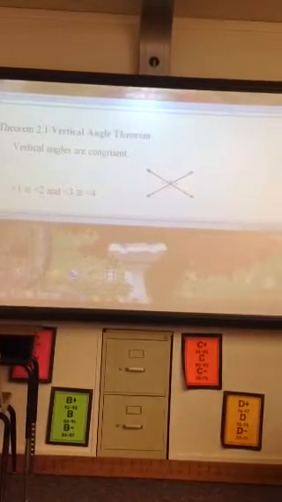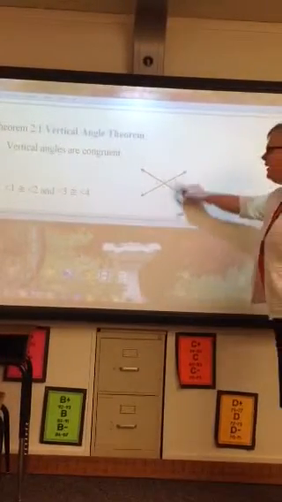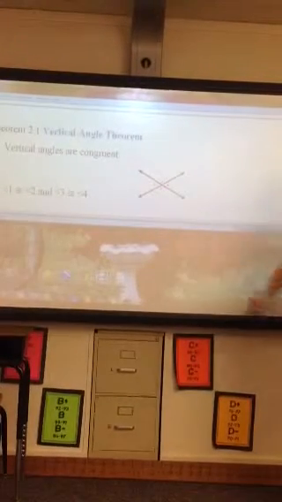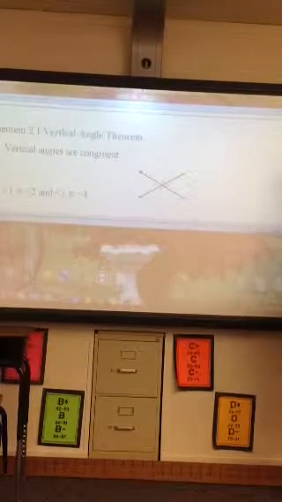All right, so are we good? So anytime they give you a picture like this and you have vertical angles, you can just say they're congruent by this theorem.